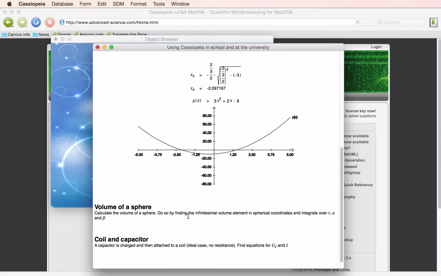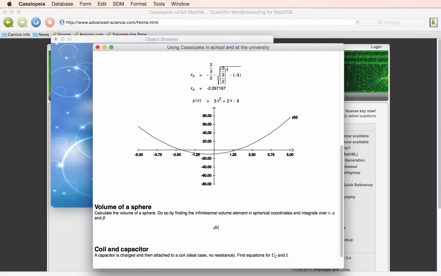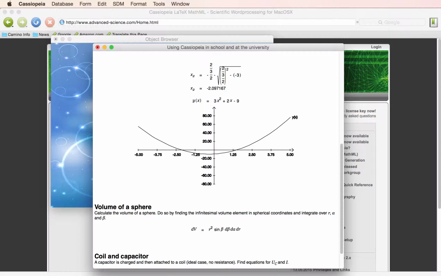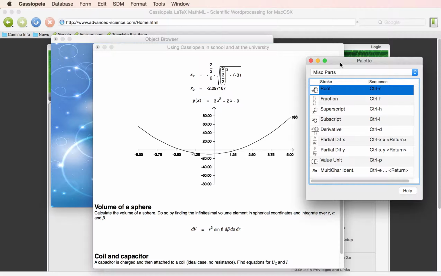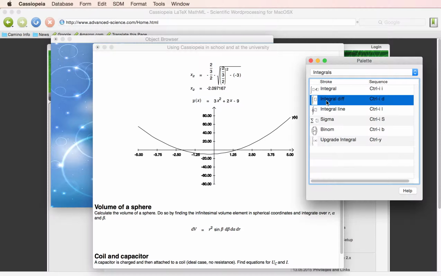Calculate the volume of the sphere. Do so by finding the infinitesimal volume element in spherical coordinates and integrate over r, alpha, and beta. Okay, let's see. We have r squared sine beta dr d alpha d beta for the infinitesimal volume element. We can now press Command-Shift-P to open the palette and look up the integral we need. That will be this one.